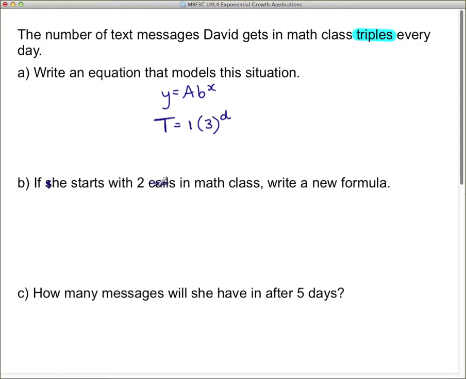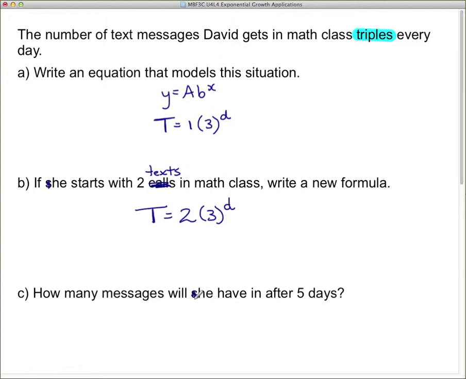It says if he starts with 2 texts in math class, write a new formula. Well, what's going to change here if he starts with 2? It's this initial value that I said before. We weren't given an initial value, so we assumed it was 1. Now I'm given the initial value, so this is going to be T equals 2, still triples every day, so 3 to the exponent D.